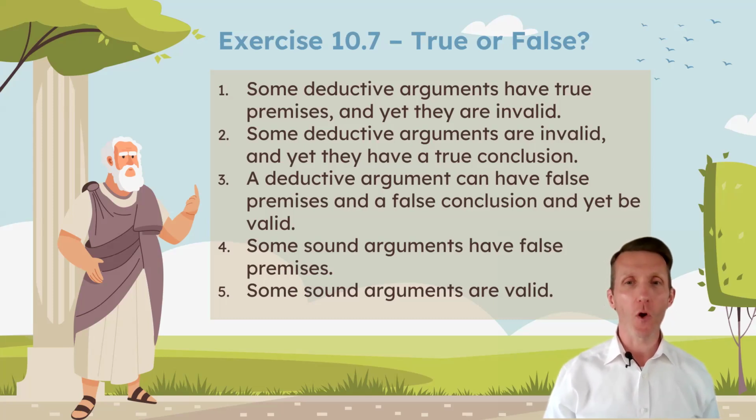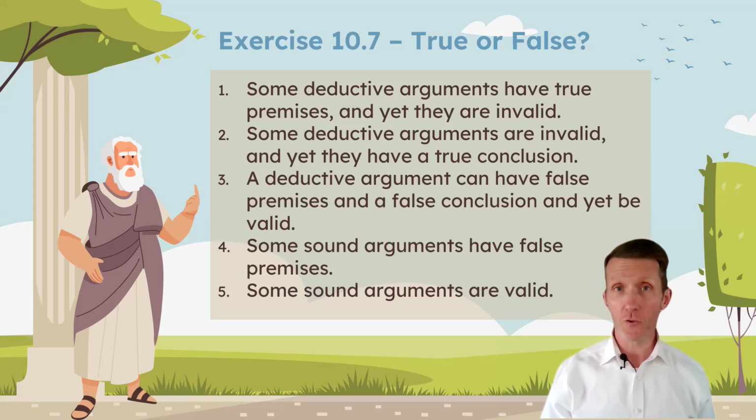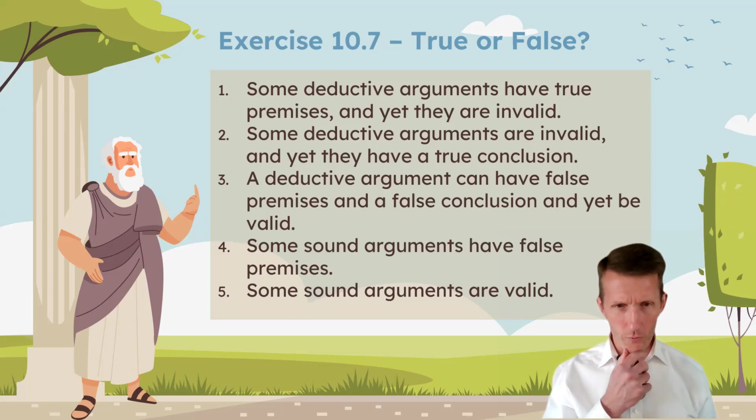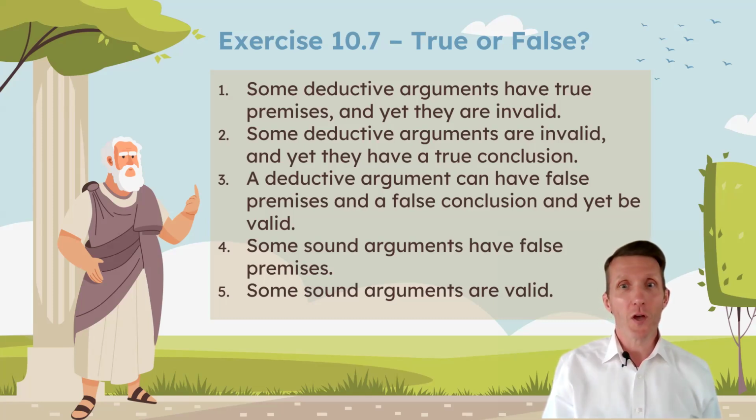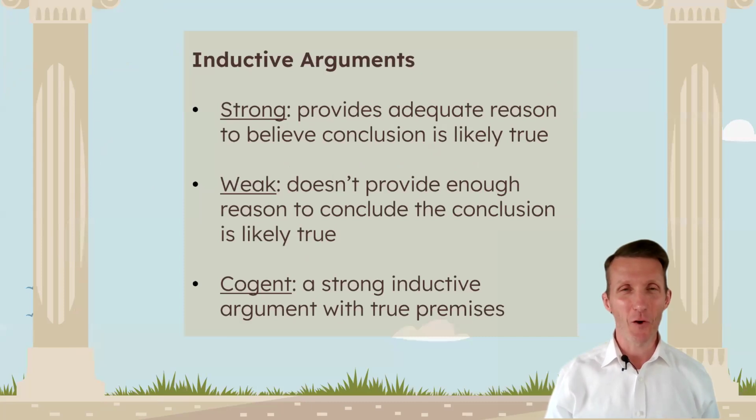Number four, some sound arguments have false premises. Well, to answer this, you need to ask yourself, what does it mean for an argument to be sound? A sound argument is one that is valid with true premises. And so this says some sound arguments have false premises. No, they do not. If it's a sound argument, it necessarily has true premises. Otherwise, we wouldn't say that it's sound. And number five, some sound arguments are valid. Let me think, what's a sound argument? Oh yeah, it's a valid argument with true premises. And so yeah, all sound arguments are actually valid. All right, that's deductive arguments.